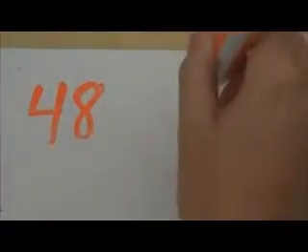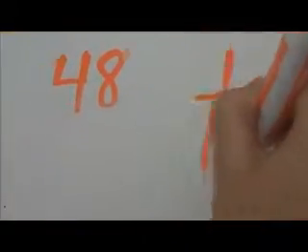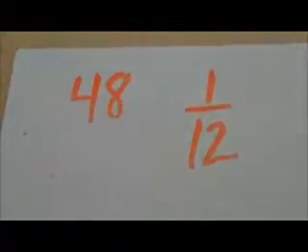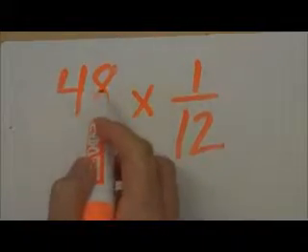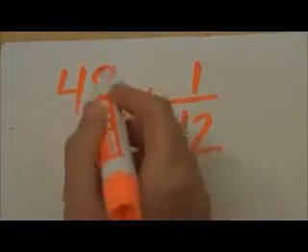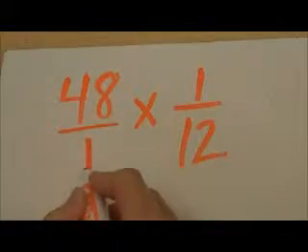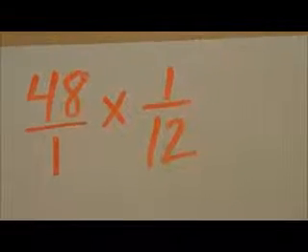So I'm going to get a new whiteboard and a new color. I'm going to use orange since pumpkins are orange. Okay, we have 48 total plants, and I know that 1/12 of those 48 are pumpkin plants. So we're going to multiply. And in order to multiply, I'm going to need to change my 48 whole number into an improper fraction. So I'm going to make this 48 over 1. And now we can multiply.